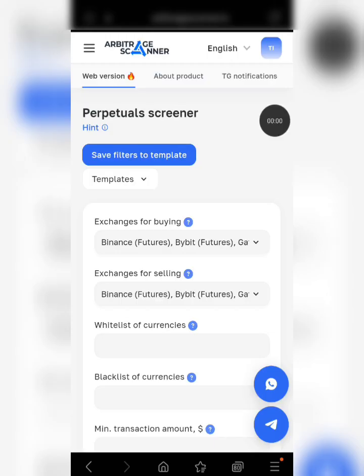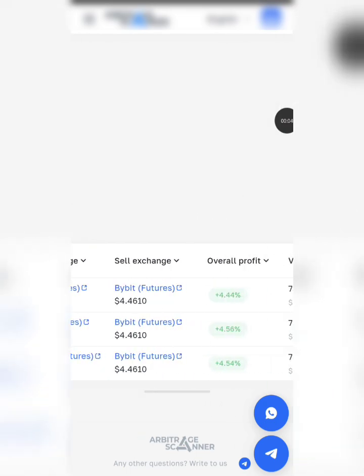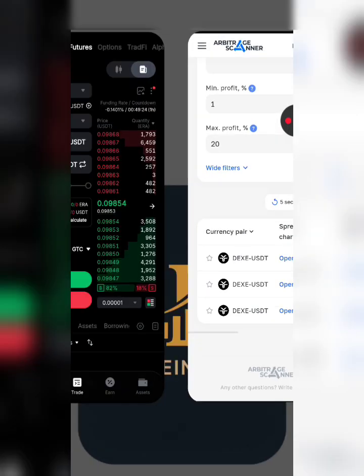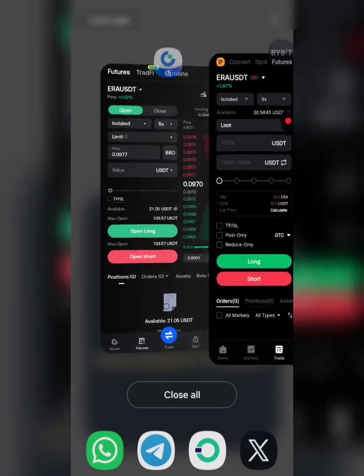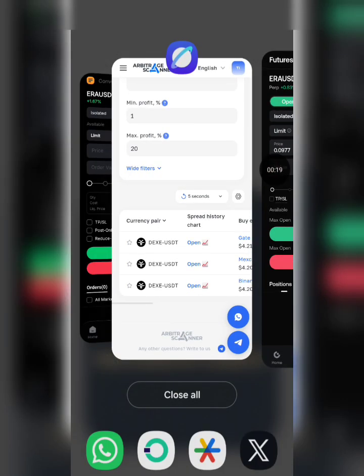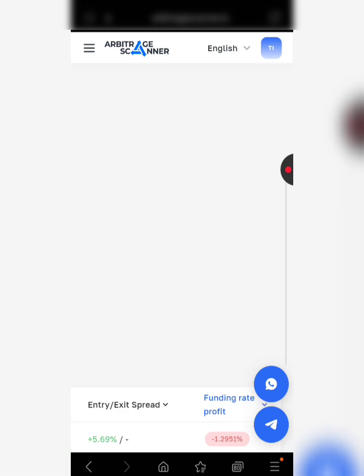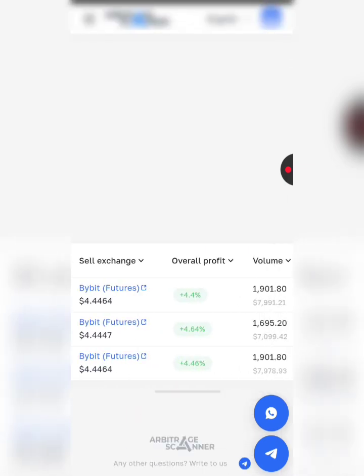Coming back here to my arbitrage scanner, you can see that that particular arbitrage opportunity is no longer available. That is because the price of this token on both exchanges has probably converged, or there's no more high funding fee right here that we can take advantage of. So this was a quick arbitrage opportunity that we took advantage of. If you are going to be doing this, make sure that your funding rate profit is actually high, or there is enough spread for you to actually enter the market.